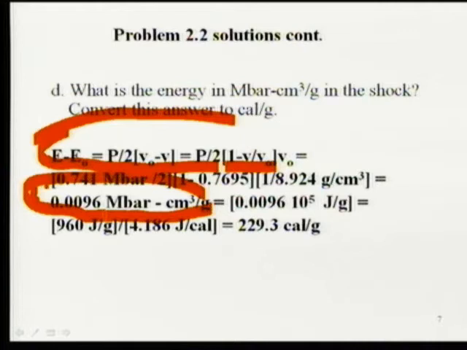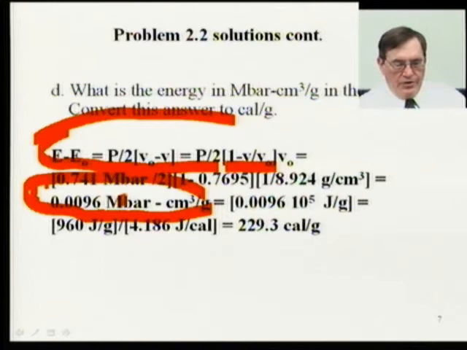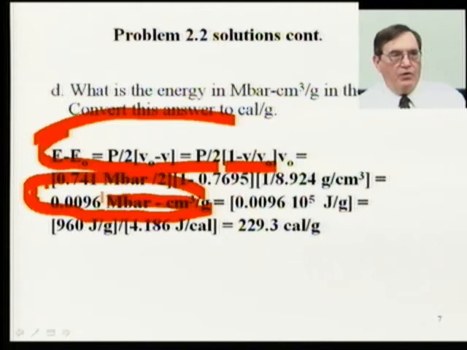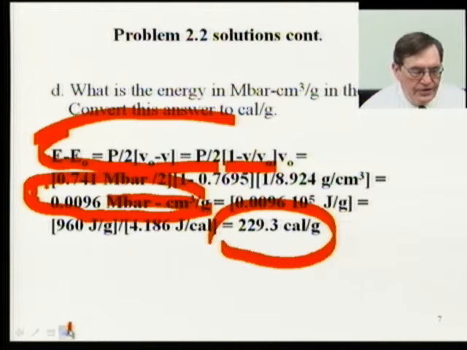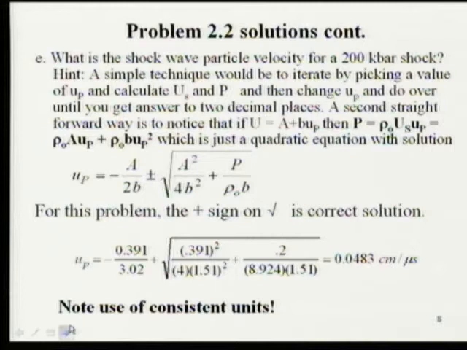So converting it from megabar centimeter cubed to joules is it. 1 megabar centimeter cubed is 10 to the fifth joules. So it's a straightforward conversion. And for calories, there's 4.186 joules per calorie. So that's another very simple conversion. And again, these are simple equations just to get you used to the units and the conversion factors that you might need, rather than to challenge you in any problem at this point. Believe me, all problems aren't going to be this simple.